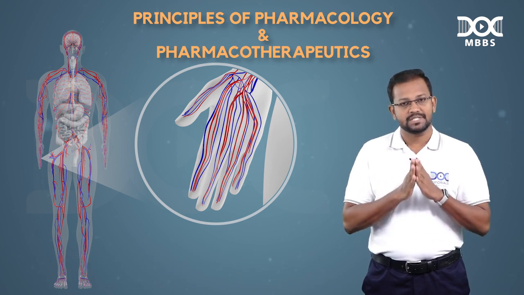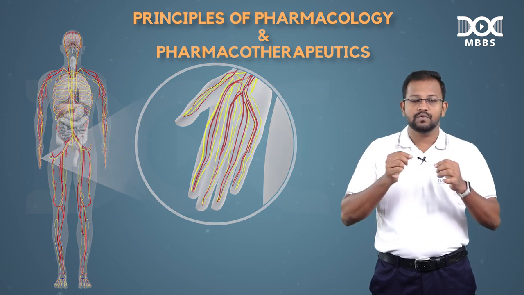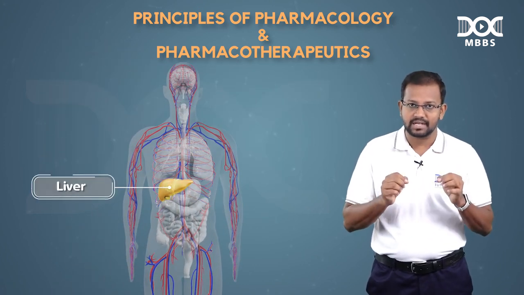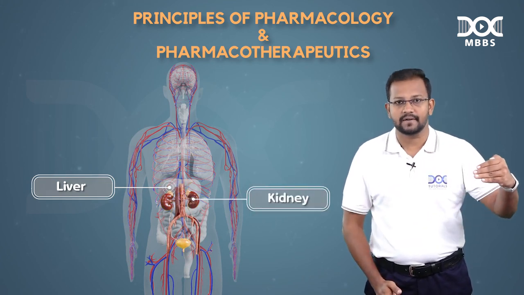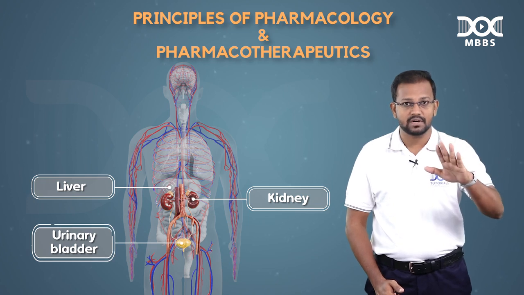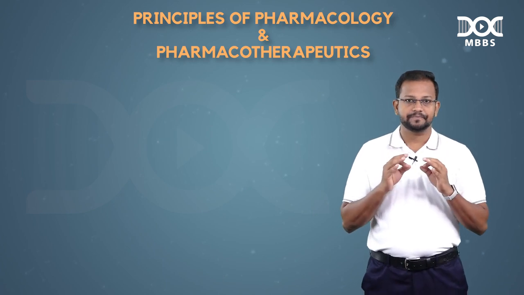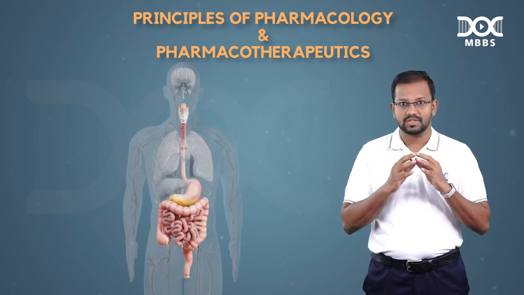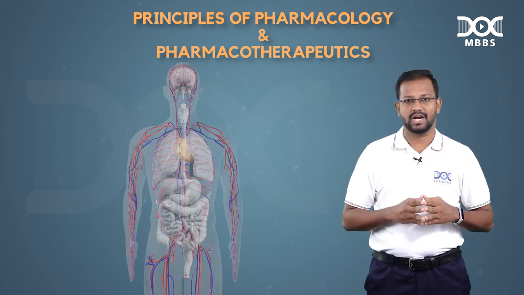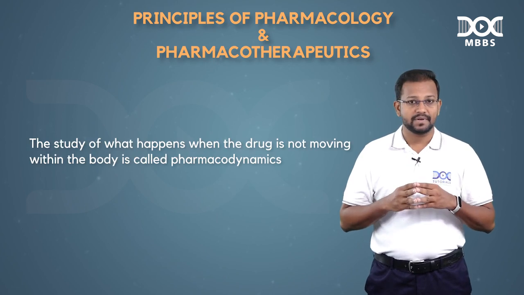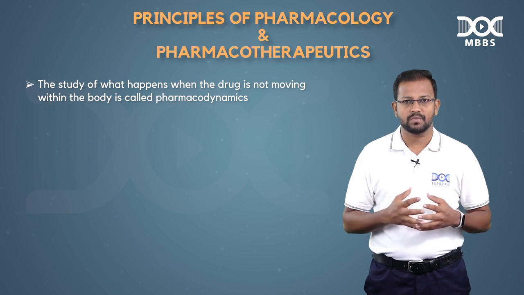And once the inflammation has been subsided, the drug is going to move back again into the veins. From the veins it moves into the liver, gets metabolized, it gains entry into the kidney, gets excreted out via the urine. This is the fate of any of the drug which is given via peroral route guys, right? Now in these areas, the study of what all happens whenever the drug is constantly moving within the body is called as pharmacokinetics. Whereas the study of what happens when the drug is not moving within the body is called as pharmacodynamics.